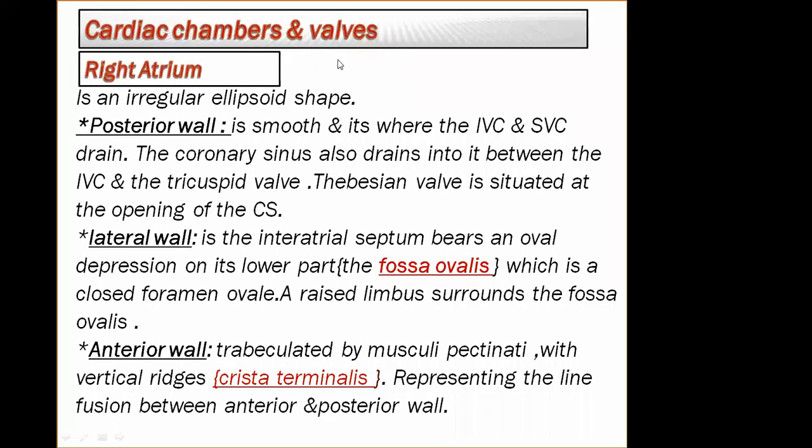Cardiac chambers and valves. The right atrium is an irregular ellipsoid shape. The posterior wall is smooth, where the inferior vena cava and superior vena cava drain. The coronary sinus also drains into it between the inferior vena cava and the tricuspid valve. The Thebesian valve is situated at the opening of the coronary sinus.